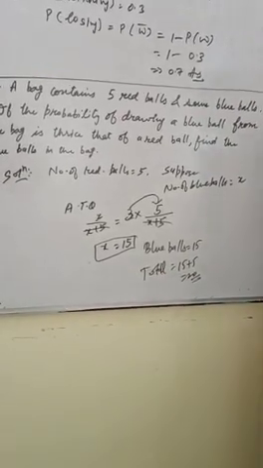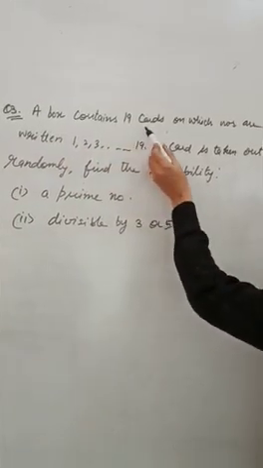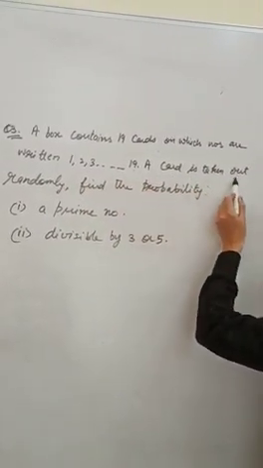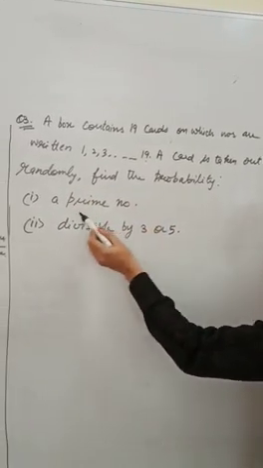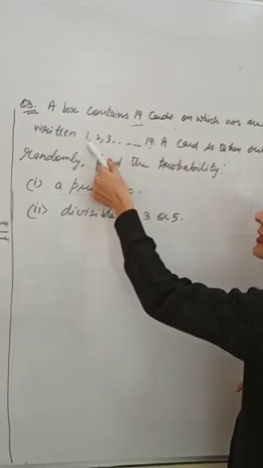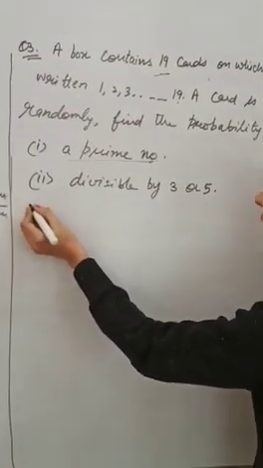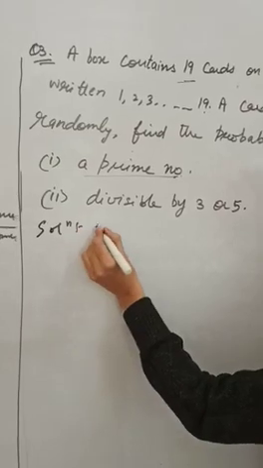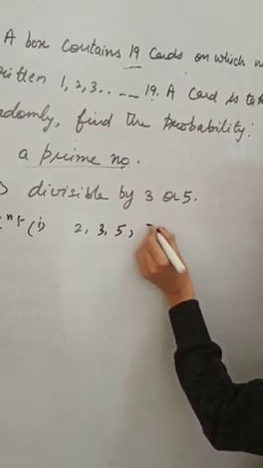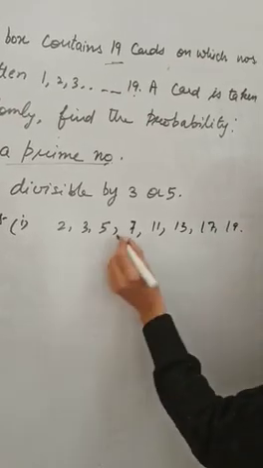Okay, so let us do one more question, the third one. Okay students, now the third question is a box contains 19 cards on which the numbers are written as 1, 2, 3 and up to 19. A card is taken out randomly and we have to find the probability of a prime number. We have to find prime numbers up to 19. As you know, 1 is a unique number, it is not a prime number. So in the solution for the first part we write prime numbers as 2, 3, 5, 7, 11, 13, 17 and 19. So these are the prime numbers.